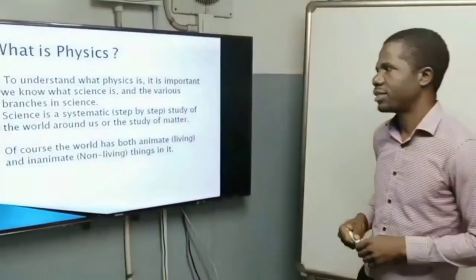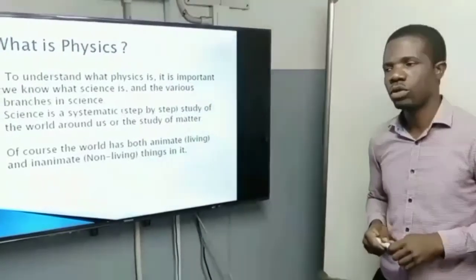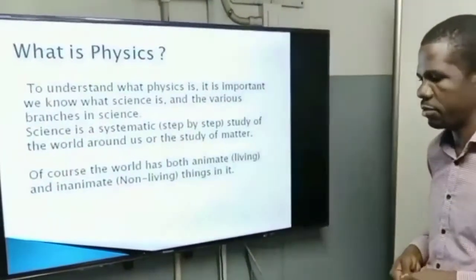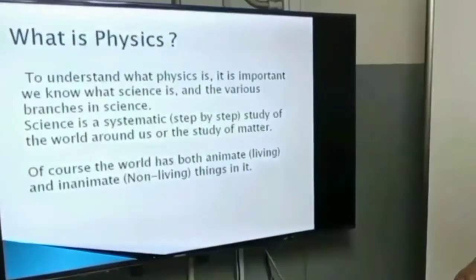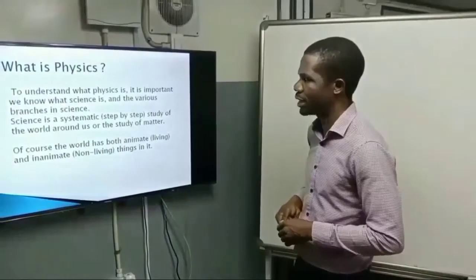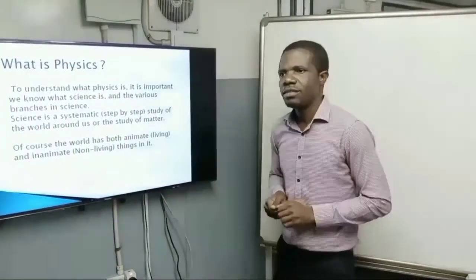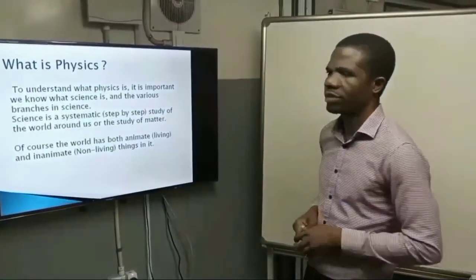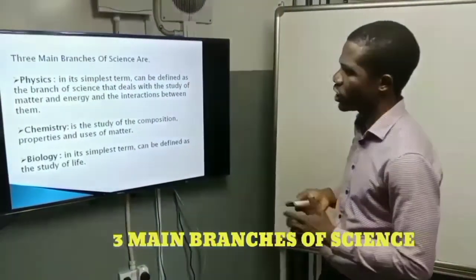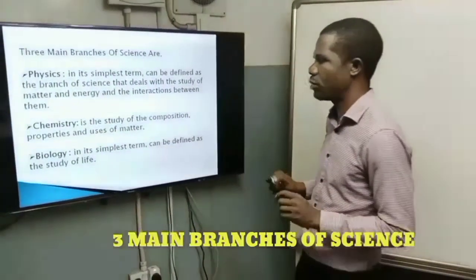Science is a systematic or step-by-step study of the world around us. Matter in itself is anything that has mass and occupies space. So invariably, science studies matter. Now, there are three main branches of science. The three main branches of science are physics, chemistry, and biology.